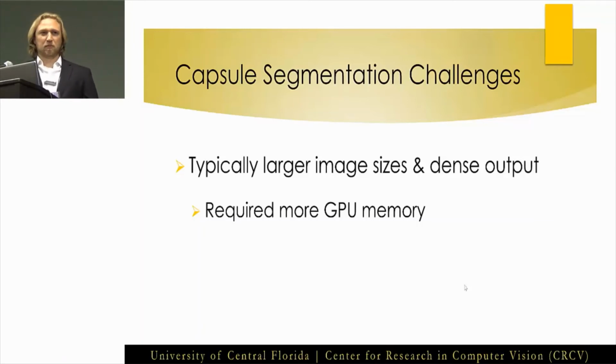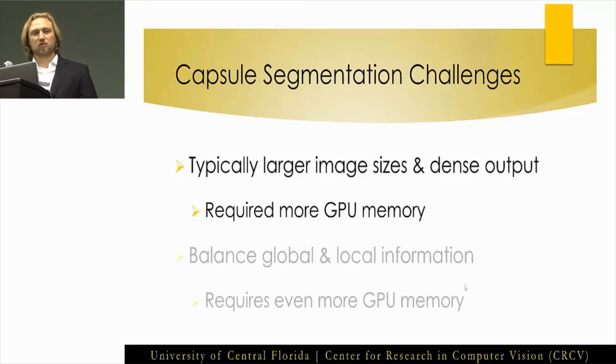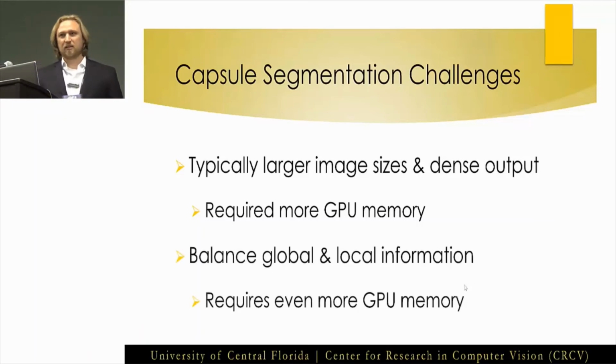Additionally, in segmentation, typically we try to balance global and local information, and this again makes us have to deal with things at very different scales, and dealing with that scale gives us another issue with GPU memory, trying to make these as efficient as possible.